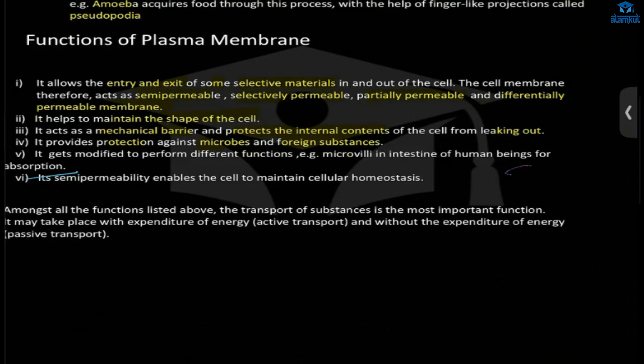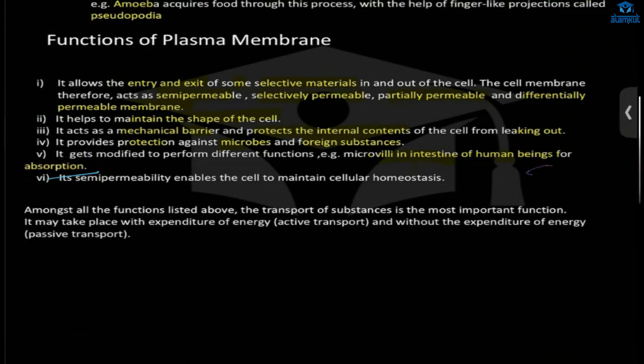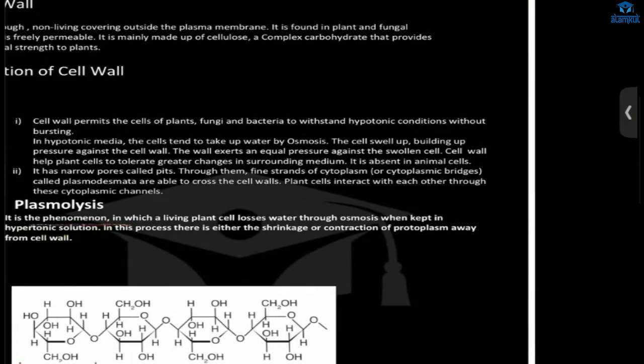For example, microvilli in the intestine of human beings for absorption. Its semi-permeability enables the cell to maintain cellular homeostasis, that means balance. Any doubt? Now let's talk about the cell wall.